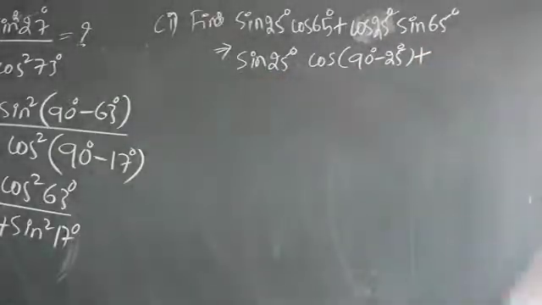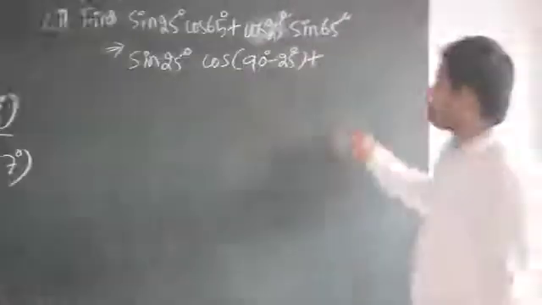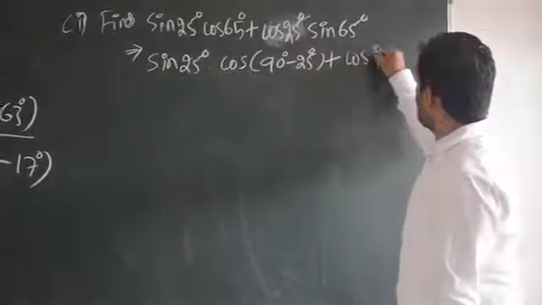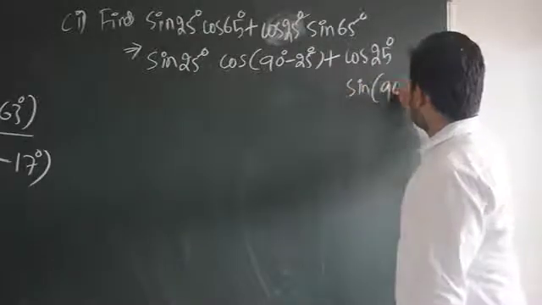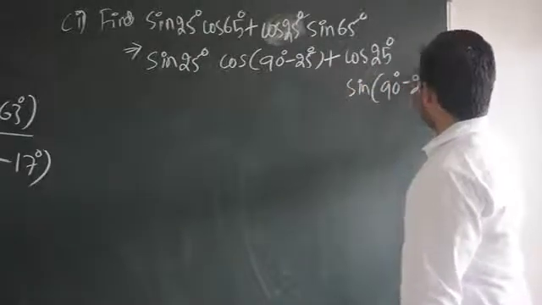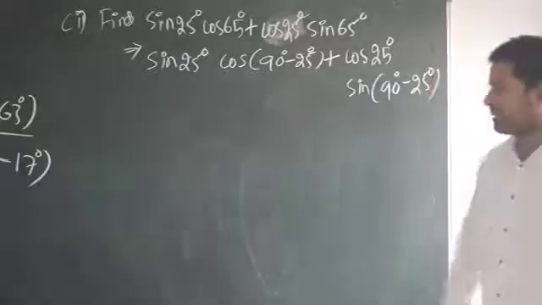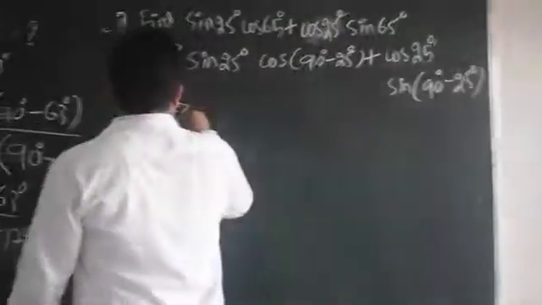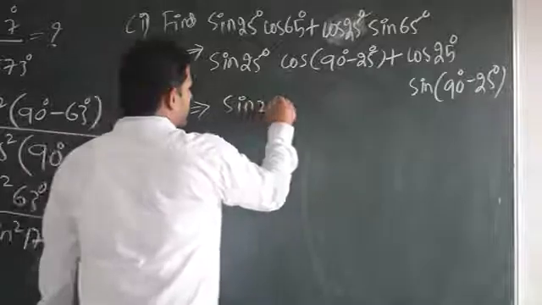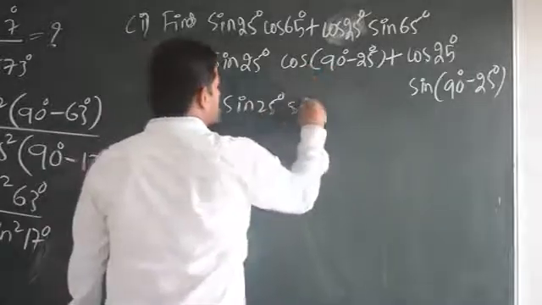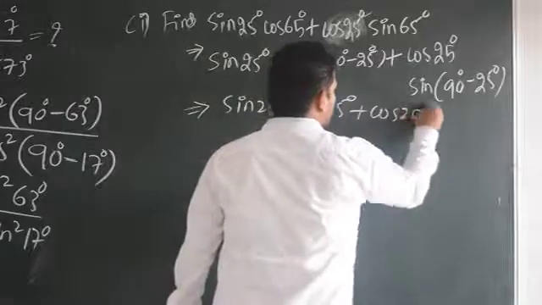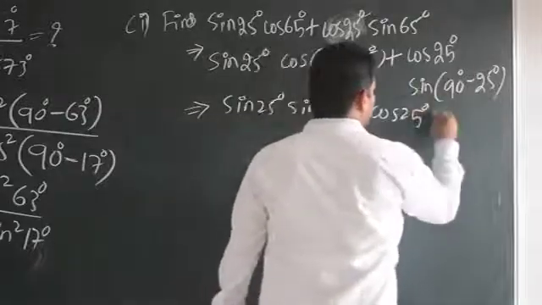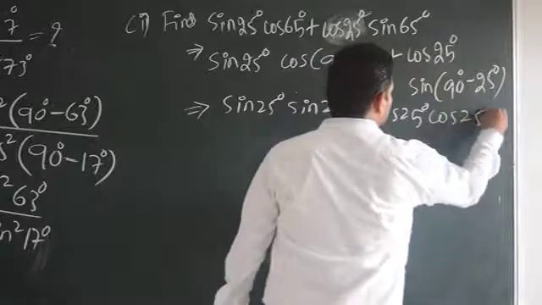Now everything will be converted into one form. Let us try to keep it in cos form here. So it becomes cos 25 degree into sine of 90 degree minus 25 degree. Is it fine? Of course it is fine. Now it becomes sine 25 degree into cos of 90 minus theta, it becomes sine theta, that is sine 25 degree, plus cos 25 degree as usual. Then sine of 90 minus theta will be cos theta, so that is cos 25 degree.